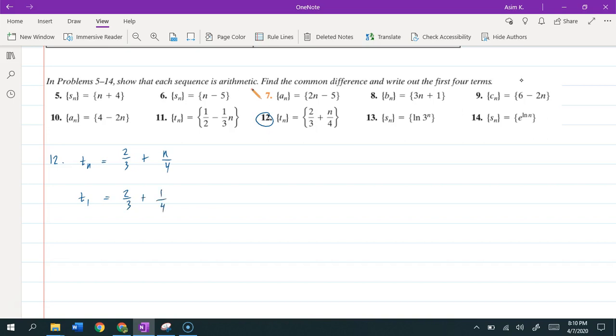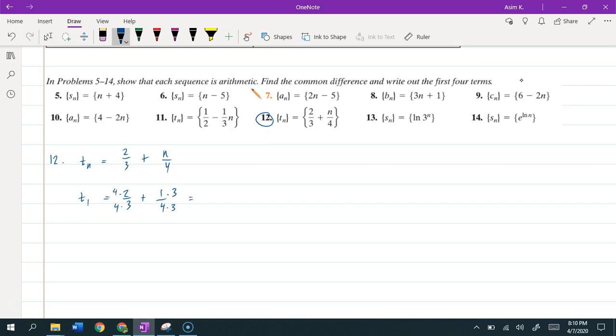If you want, you can turn this into a common denominator, or you can turn it into a decimal. I'm just going to work with fractions here. So I'm going to multiply by 3 and by 4 like this. I'll end up with 8 and 3, which is 11. So I end up with 11 over 12 for my first answer. Moving on to the second term, I'll have 2 over 3 plus 2 over 4. Again, the common denominator is 12. I multiply as I did before. I have 8 and I have 6, which is 14. So I end up with 14 over 12.